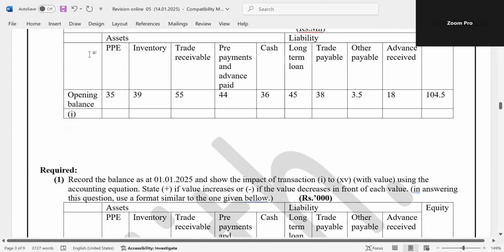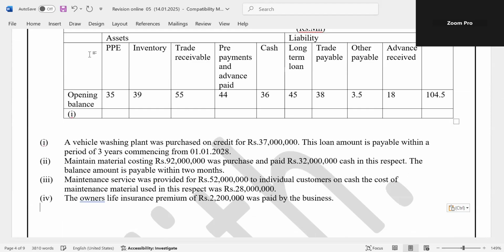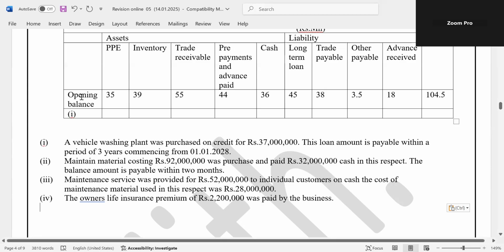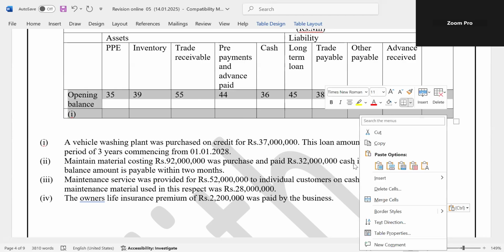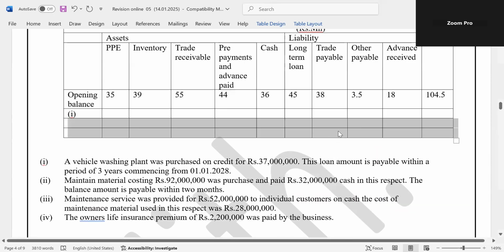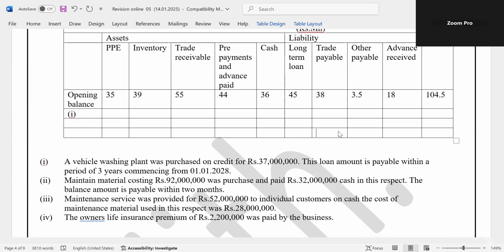From the beginning, the opening balances will be recorded. Think of the first transaction. Try to do it yourself and check whether what I do is right. Record values in millions. Think of the first one: a vehicle workshop plant was purchased on credit for 37 million.